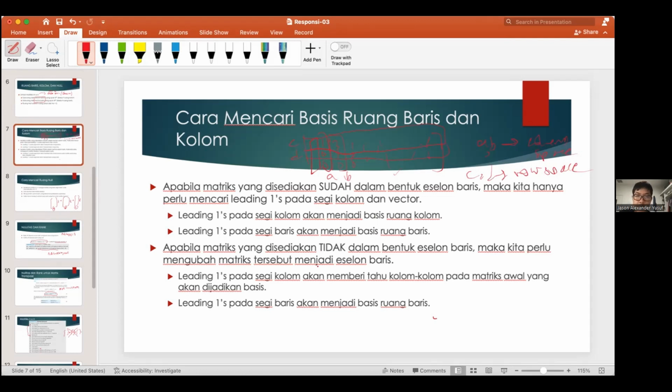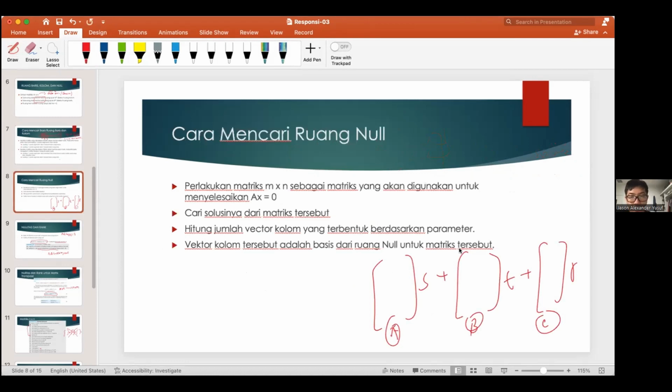However, if your matrix is not in echelon form, then first of all, you need to convert it to echelon form. Then you can find the leading ones. Okay. So next, how do you find the null space?